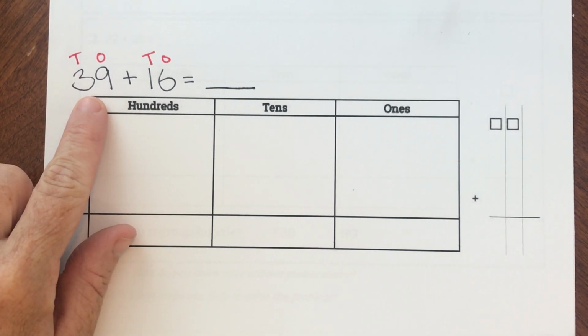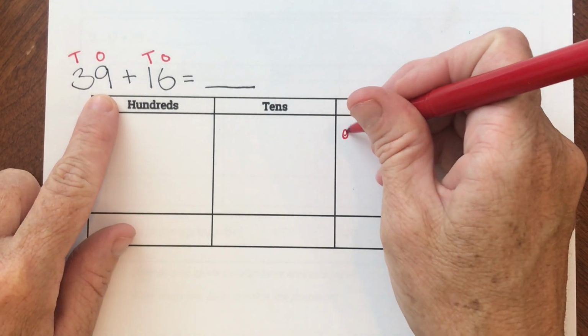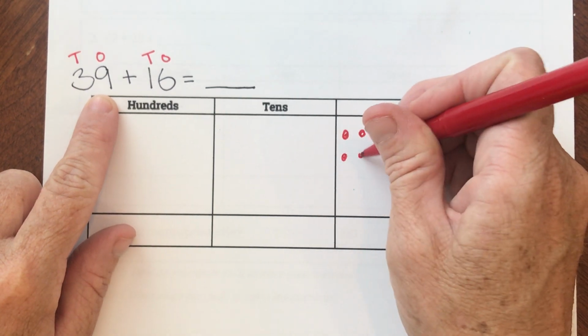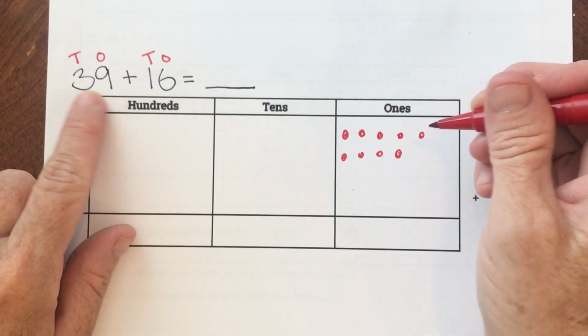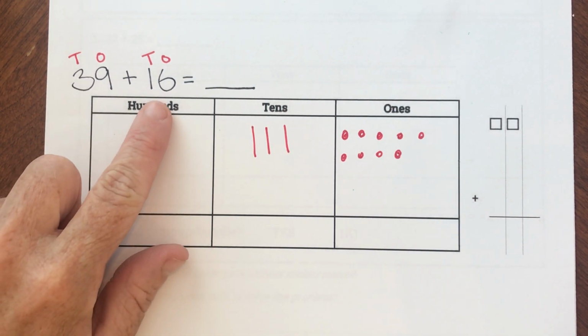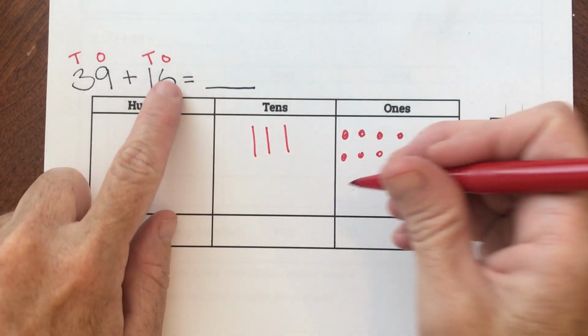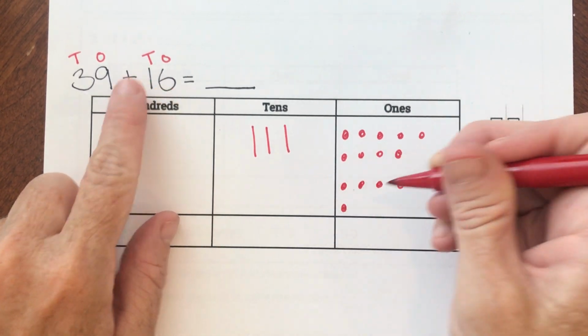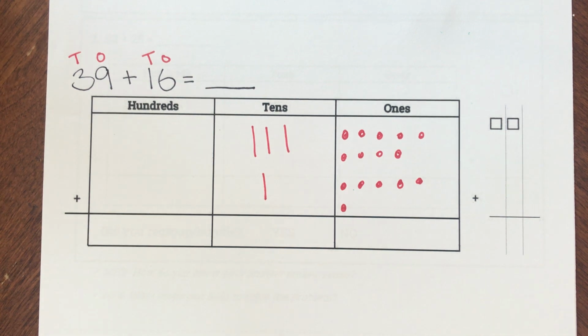Okay, my first add-in is 39, so I have 9 ones. 1, 2, 3, 4, 5, 6, 7, 8, 9. And I have 3 tens. My second add-in is 16, and I have 6 ones. 1, 2, 3, 4, 5, 6, and 1 ten.